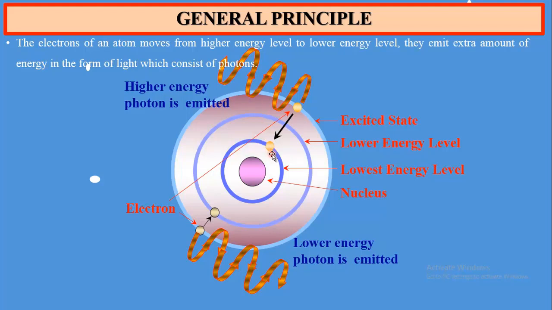If the transition is from a higher excited state to the lowest state, then the amount of energy will be higher. But if it is from a lower to a higher state, then the amount of photon emitted will be lower as compared to this one. So this is the basic phenomenon of atomic emission spectroscopy. The emission radiation will be recorded.